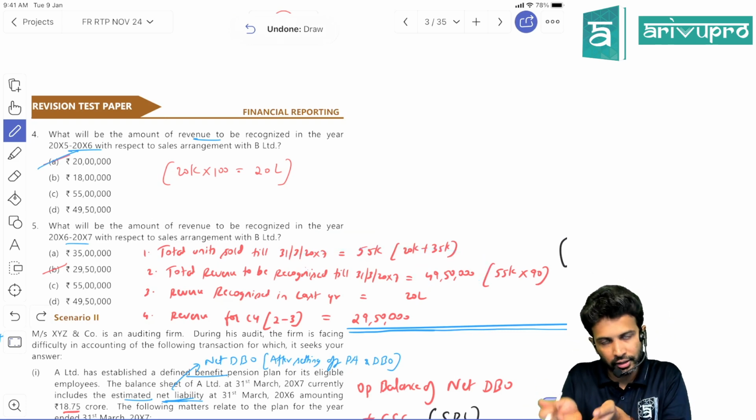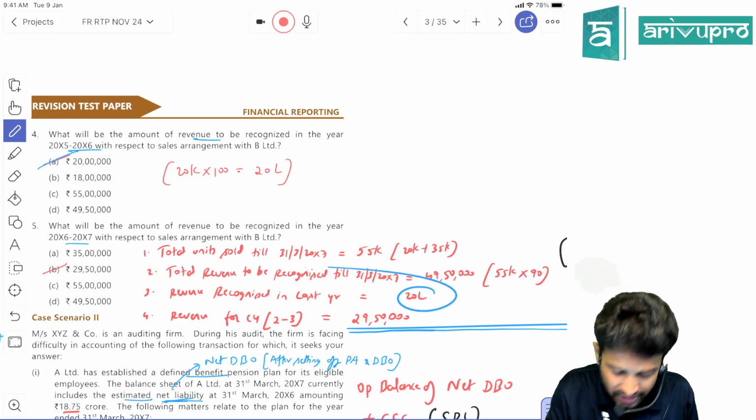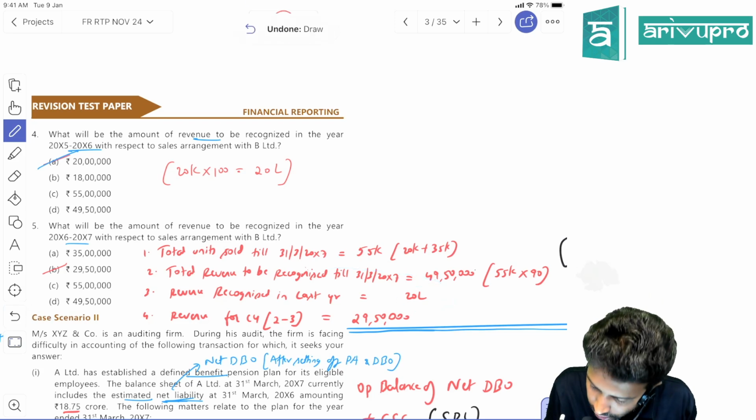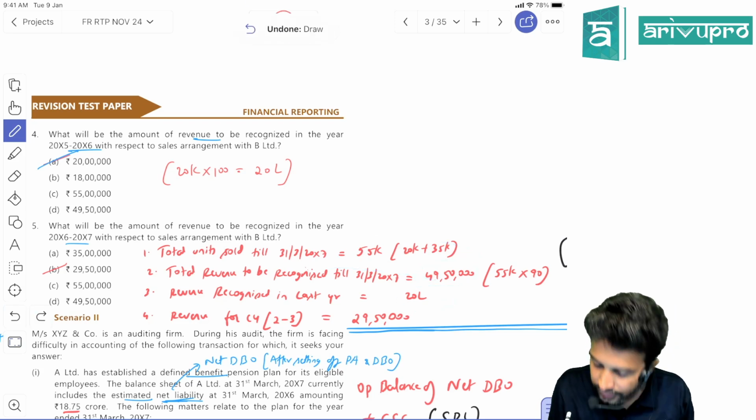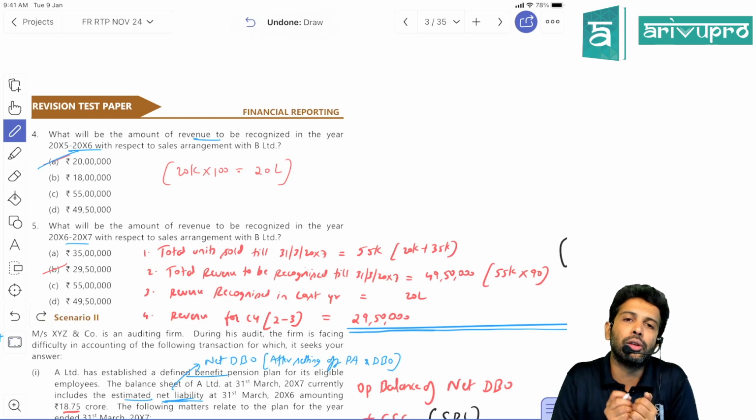Right? Have you already recognized some revenue? Yes. In the last year, you have already recognized a revenue of 20 lakh. So totally you can recognize 49.5 lakh. This 20 lakh, you have already recognized in the last year. So how much revenue will you recognize in the current year?